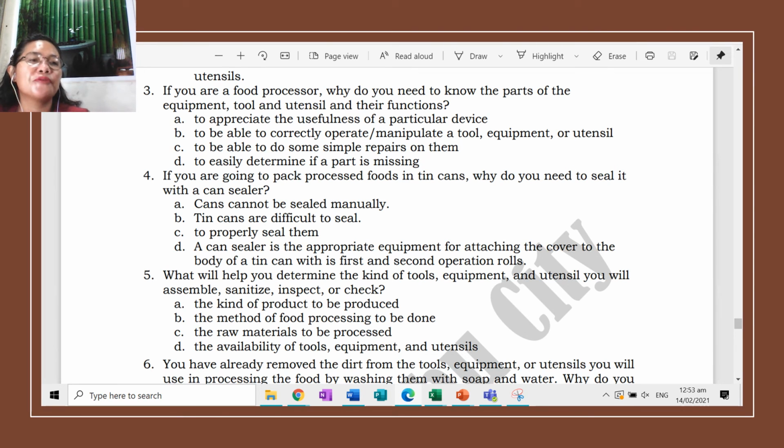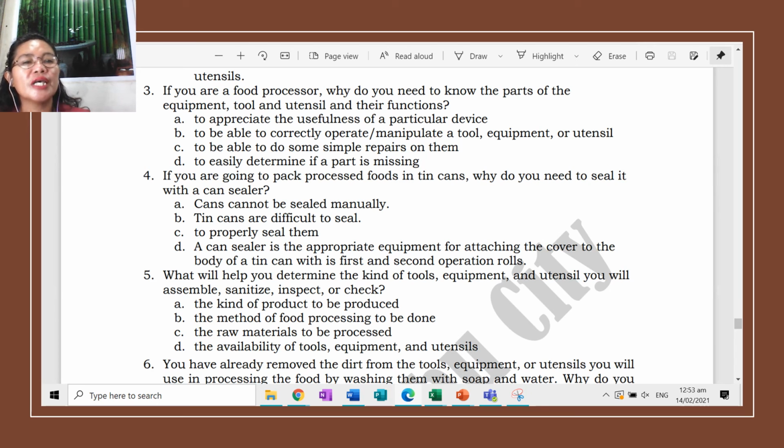Number 3, if you are a food processor, why do we need to know the parts of the equipment, tools, and utensils and their functions? Letter A, to provide the usefulness of the particular device. Letter B, to be able to correctly operate and manipulate the tools, equipment, and utensils. Letter C, to be able to do some simple repairs on them. And letter D, to easily determine if a part is missing.